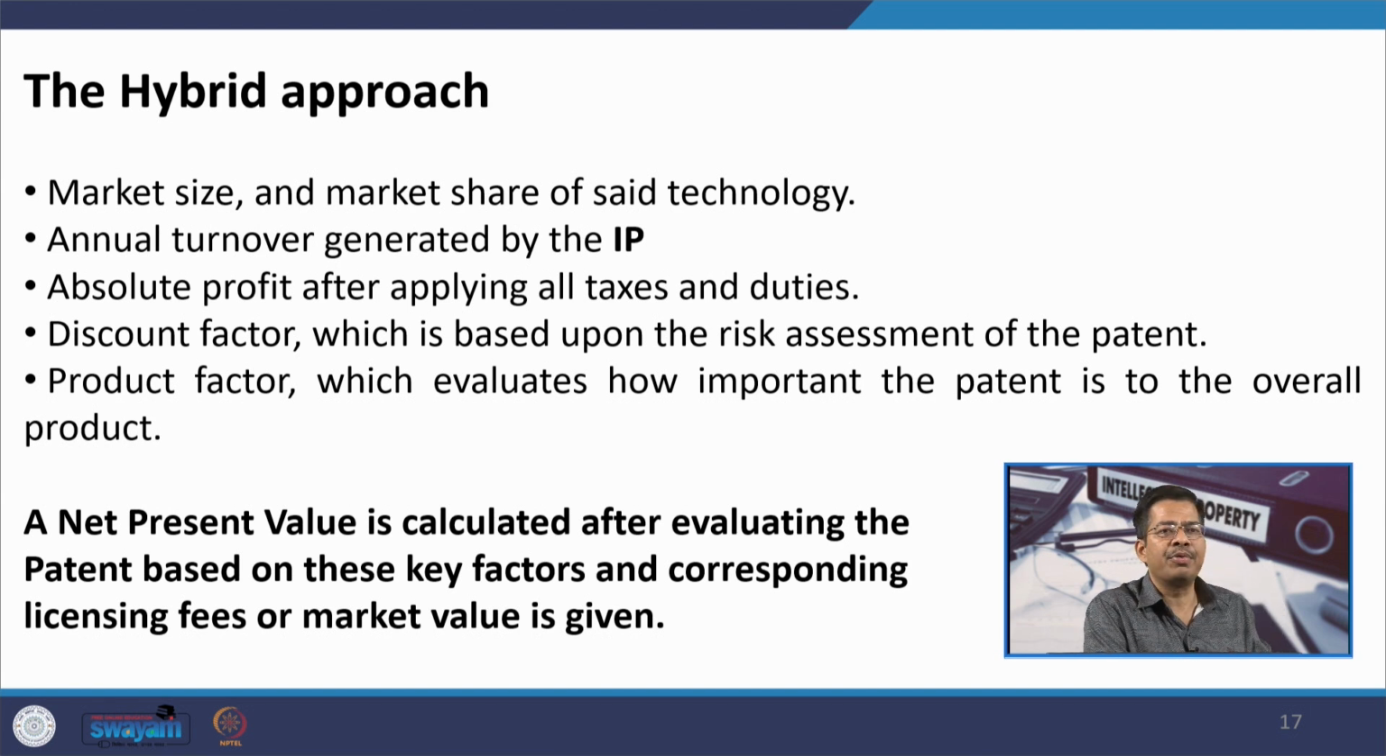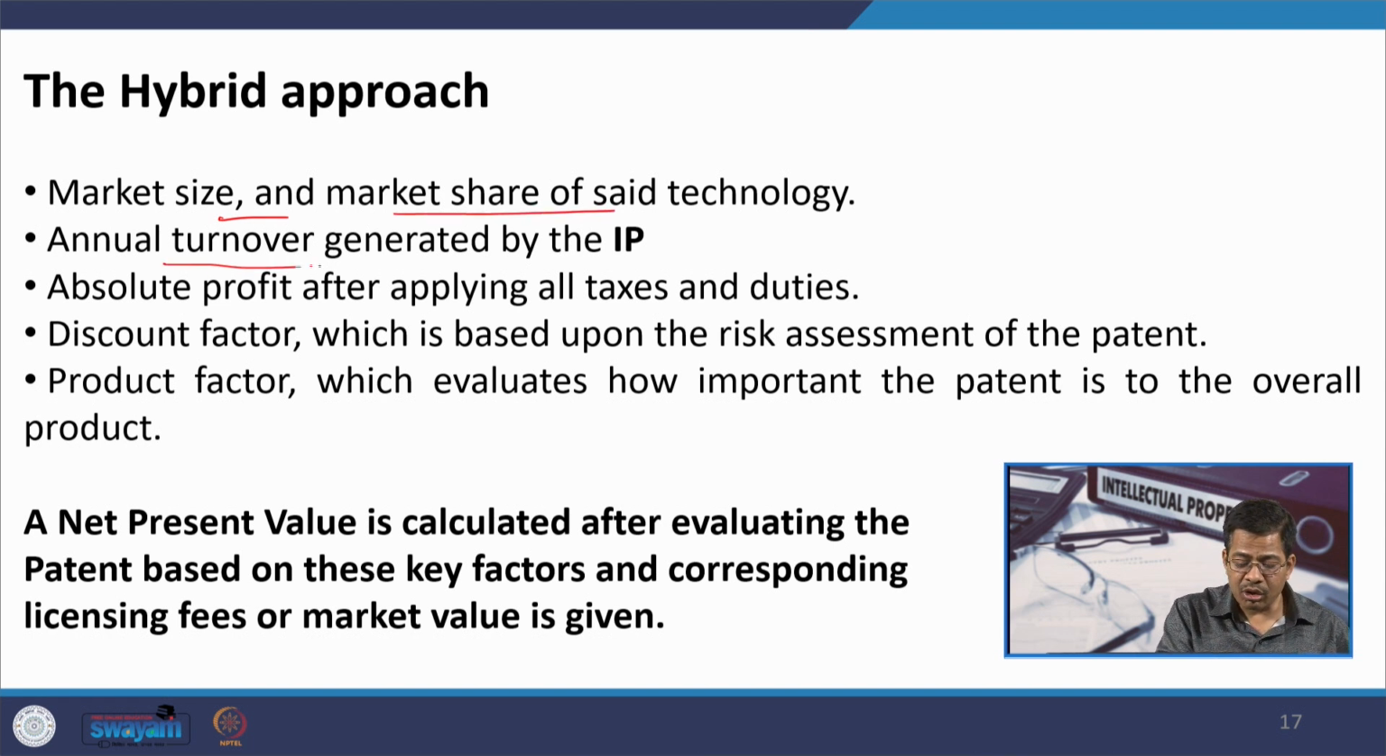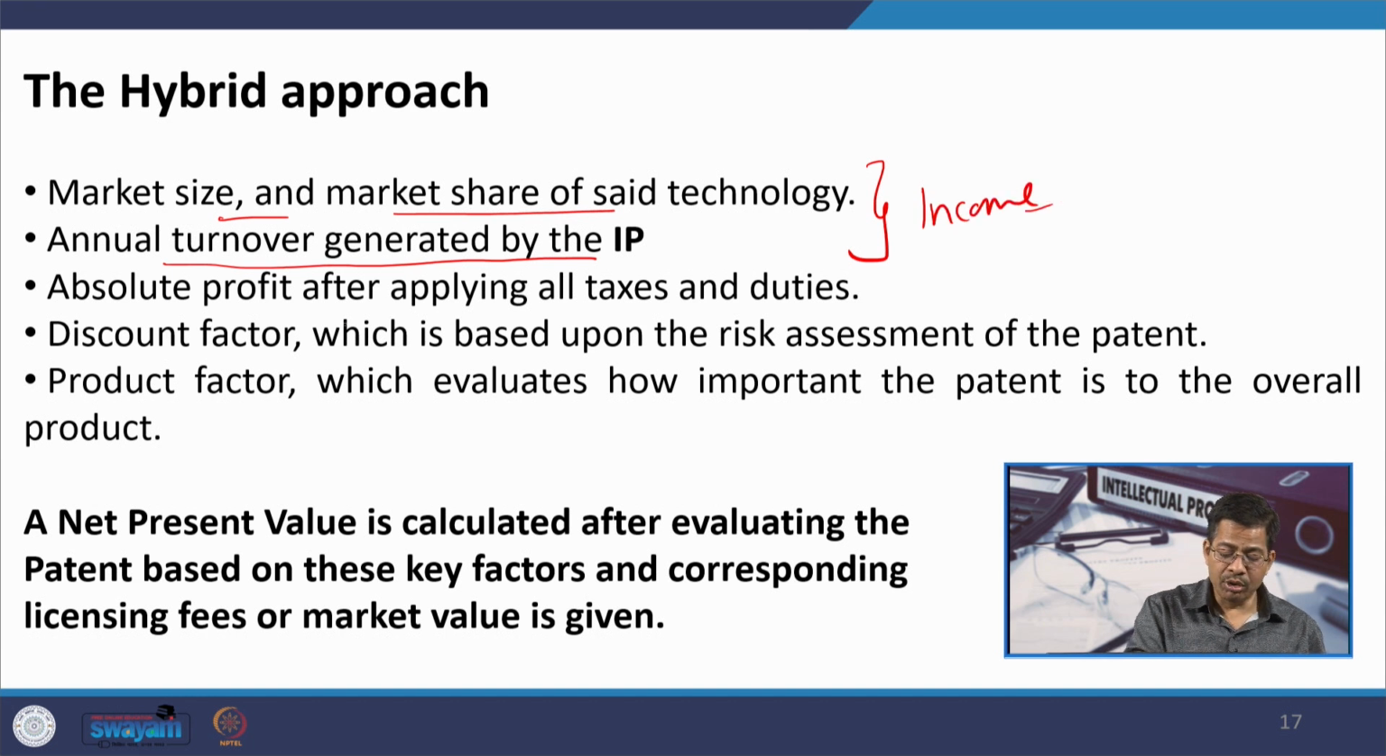We discussed three different approaches of determining the value of our IP assets, but we generally use a hybrid approach, which is based on market size, market share of the said technology, and annual turnover generated by the IP. So, these are all related to income. Absolute profit after applying all taxes, that is also part of income. Discount factor, which is based upon the risk assessment of the patent and IP, again income. Product factor, which evaluates how important the patent is to the overall product. So, that is somewhere related to market.